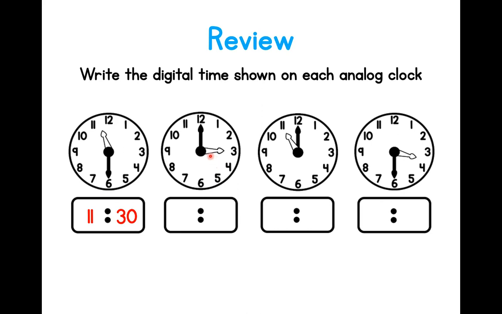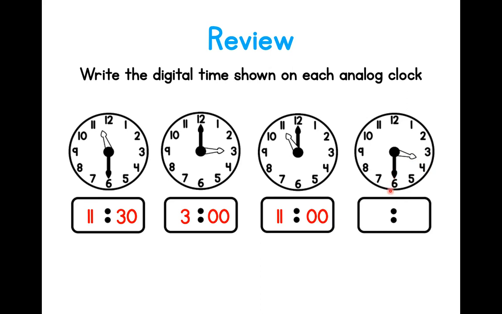Looking at our next clock, we have our hour hand pointing directly at the 3 and the long minute hand pointing on the 12. Remember, when the minute hand is pointing on the 12, we say o'clock. And we can show that by writing 3:00. The next time we have 11, and we have our minute hand pointing on the 12. So what time is it? 11 o'clock.